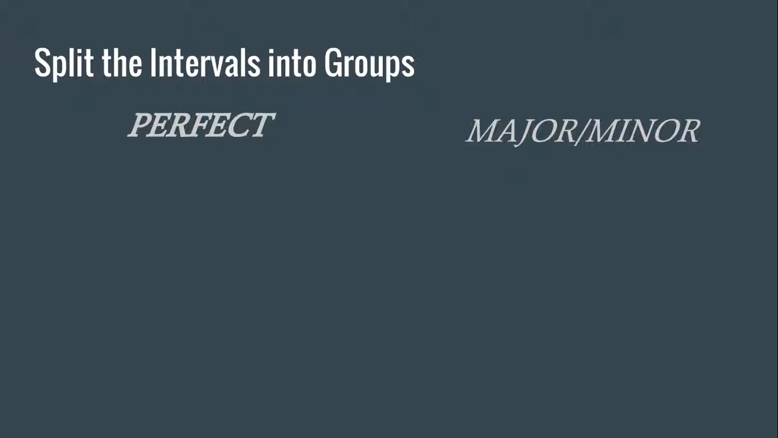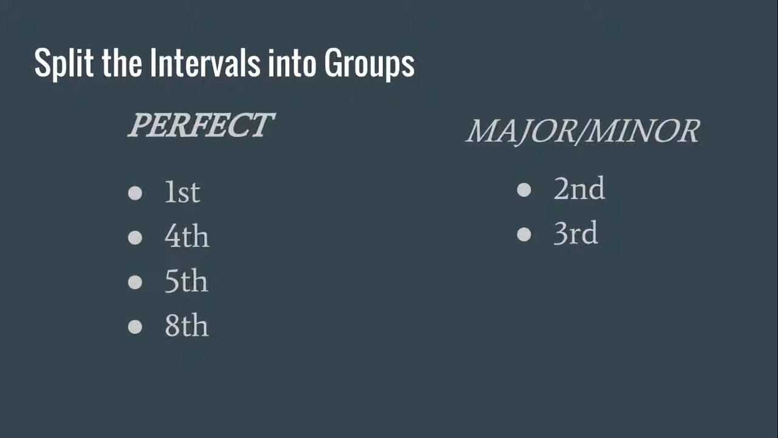So the perfect intervals will be the first, the fourth, the fifth, and the eighth. And then the major minor intervals will be the second, the third, the sixth, and the seventh. So if you can walk out of this video just knowing that the intervals are split into groups in this way, you will have gotten the point of the video.